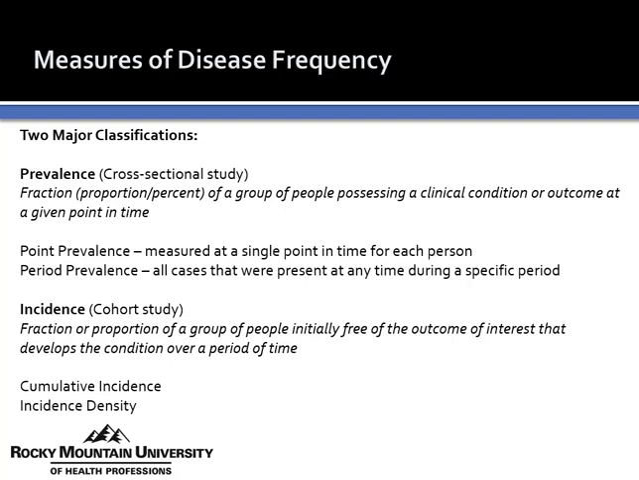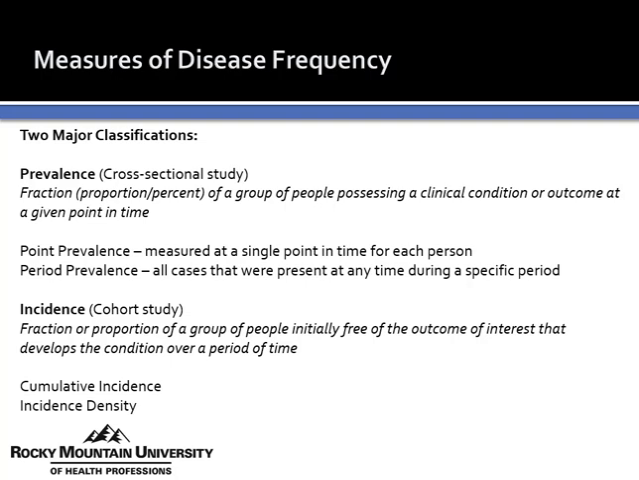Now there's point prevalence, which is measured at a single point in time for each person. There's also something called period prevalence, which is kind of like an in-between between prevalence and incidence. With period prevalence, all cases that were present at any time during a specified period are counted. And we'll go into more detail a little bit later on.